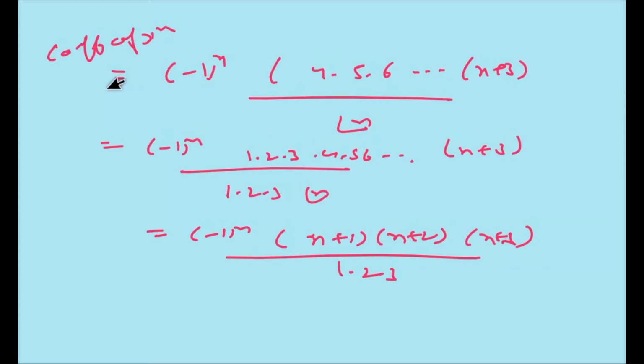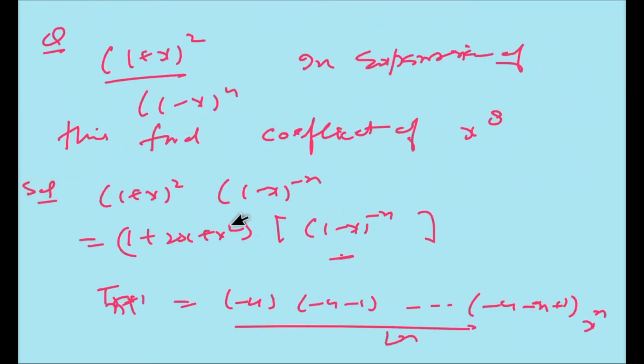Okay students, and then find the required coefficient of x to the power 8. Now you want to find the coefficient of x to the power 8 here. So 1 into coefficient of x to the power 8 plus 2 into coefficient of x to the power 7, since x power 1 is here, and 1 into coefficient of x to the power 6. We have to find this. Okay, so the coefficients of x to the power 8, 7 and 6 you have to find.